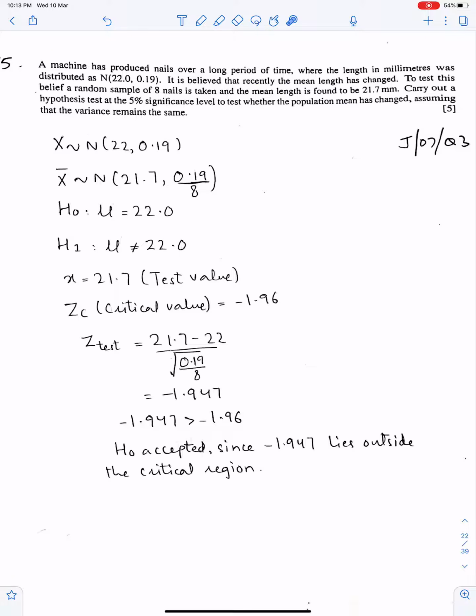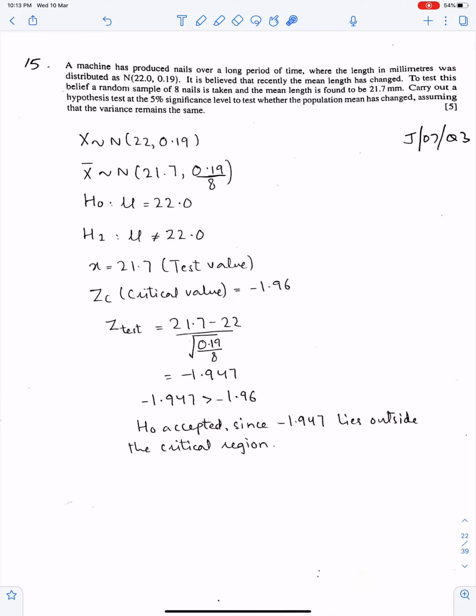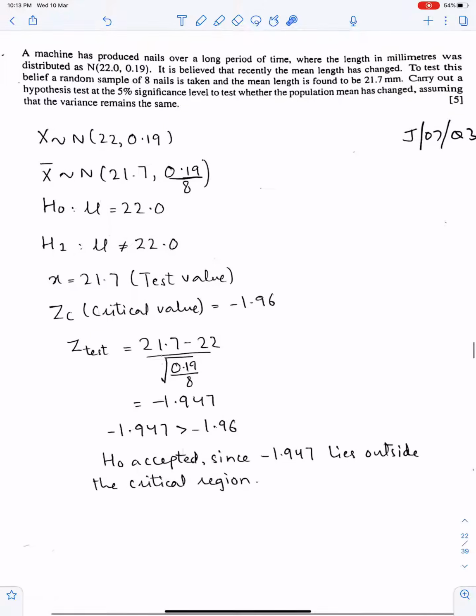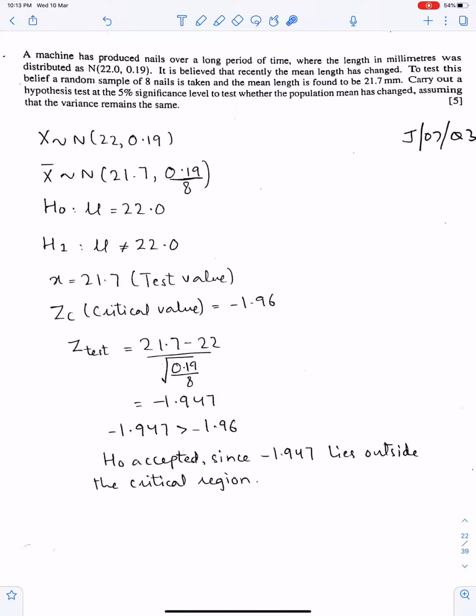This is the next question, question 15. This is a normal distribution question. Again, we have a change situation, so H1 has not equal sign. To test this belief, a random sample of 8, so this 8 is here, and this is the test value 21.7, at 5% significance level, mean has changed.